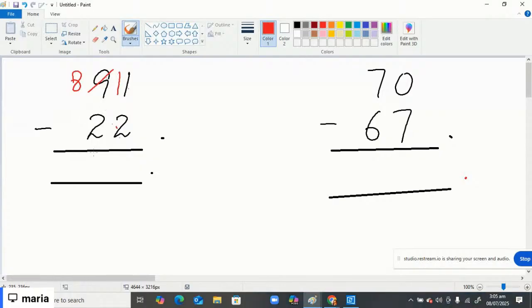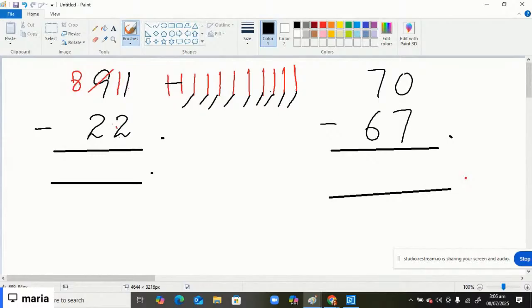So now 11 minus 2. First of all, we draw the 11 lines, then take away 2, then we count how many are left, and that is our answer. So here I draw the 11 lines, take away 2 lines, 1 and 2. So now count how many are left. 1, 2, 3, 4, 5, 6, 7, 8, and 9. So 9 is left, and that is our answer.